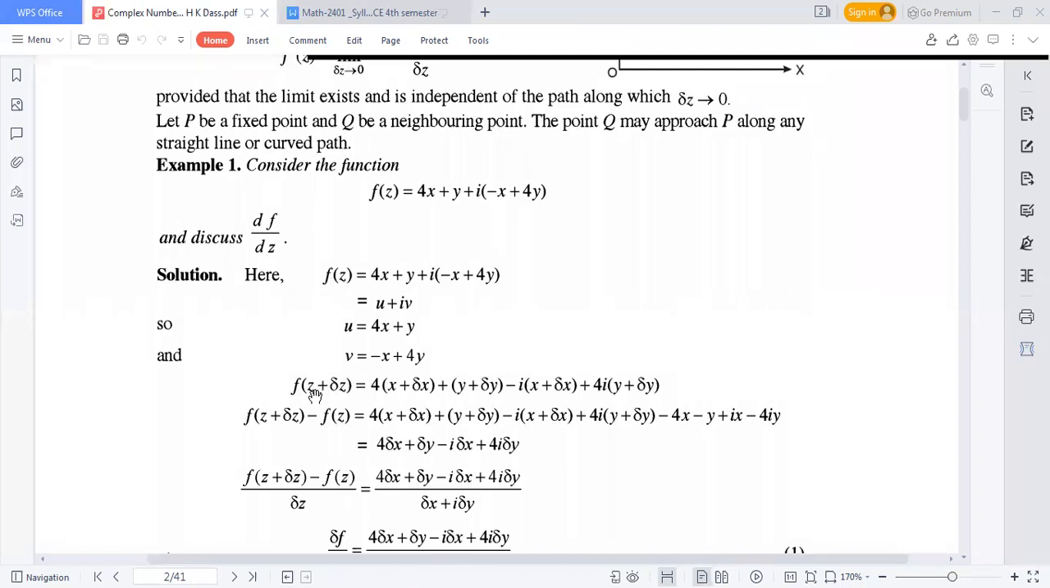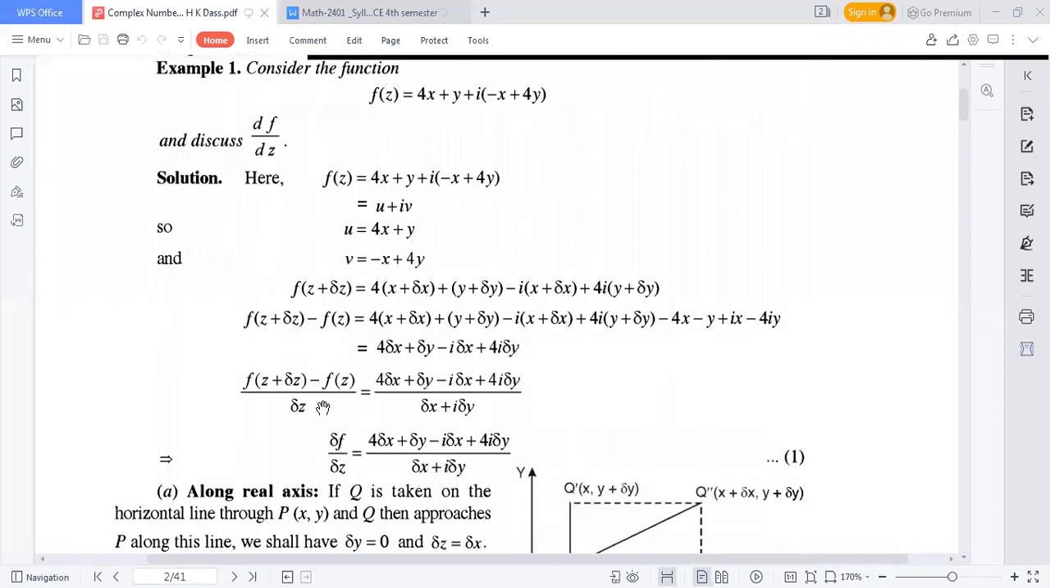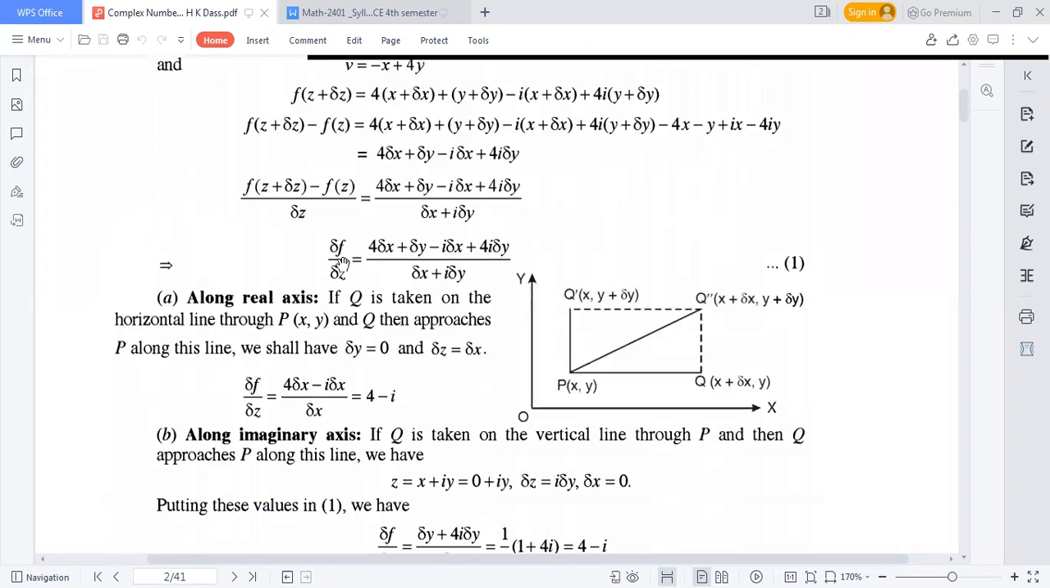Now f of z plus del z. If we increase z by del z, then what will the functional value be? F of z plus del z, this. And the difference between ordinates, we get this one. So this ordinate difference divided by the abscissa difference gives the slope. Slope means del f by del z. This is actually the slope in geometrical interpretation.